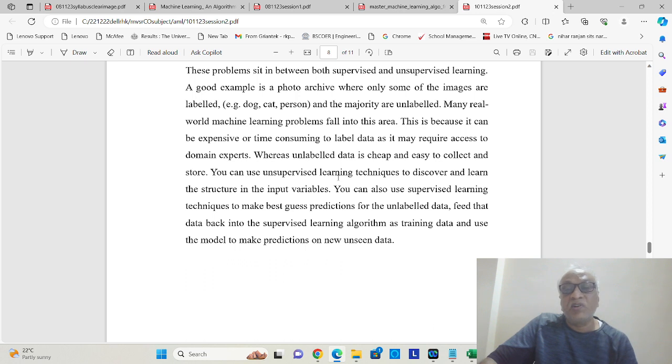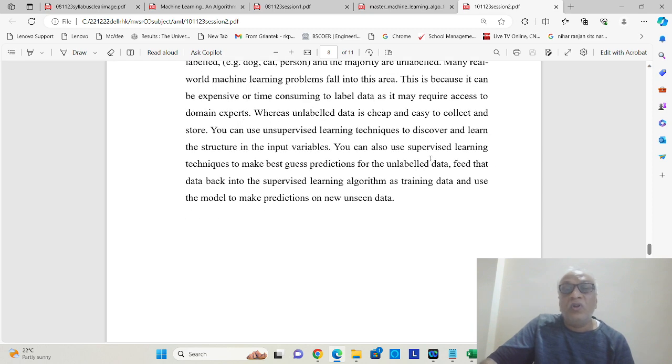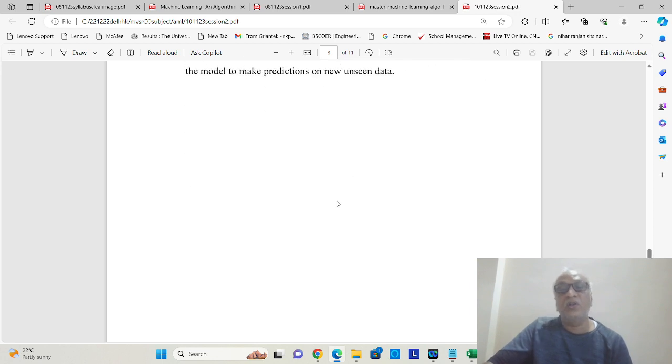We can use unsupervised learning techniques to discover and learn the structure in the input variable. If you are using supervised learning techniques, you will make a best guess prediction for the unlabeled data, then feed that back into the supervised learning algorithm as training data, and then use the model to make predictions on new data.